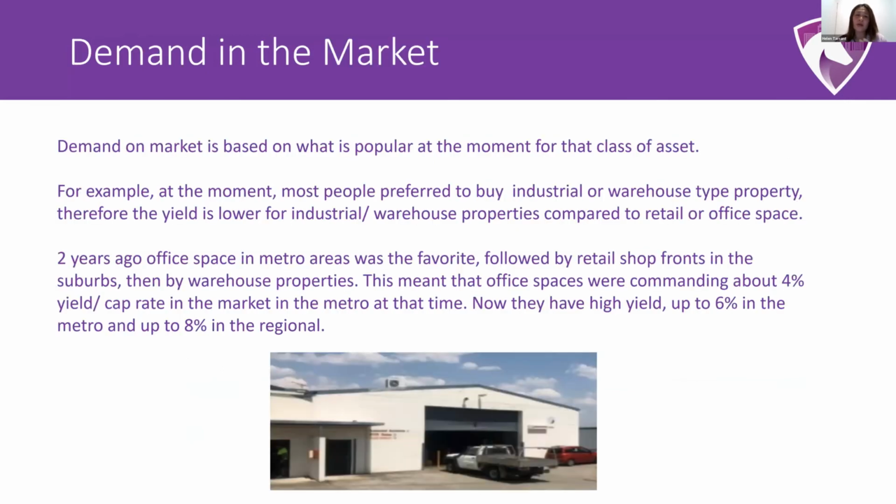So now we're up to the part about demand in the market, which is our fourth point. Demand in the market depends on what's popular for that moment and class in time of assets. Now, 2 years ago, most people wanted to have a retail or an office space in Sydney Metro because you will never go vacant in a property like that. It's never going to be an issue. You could see the rents continue to go up, with very little vacancies. It's very secure. Now, that's been switched around. Most people now want a warehouse industrial type property.